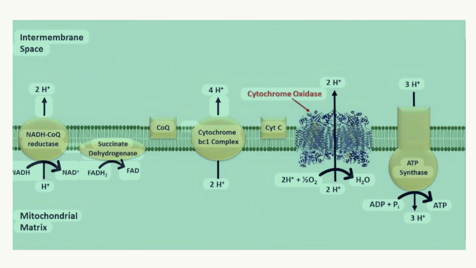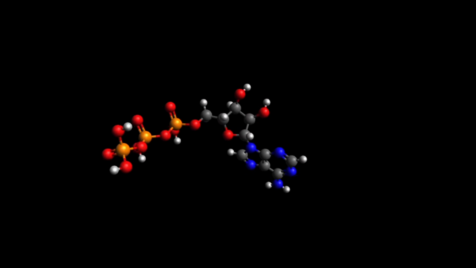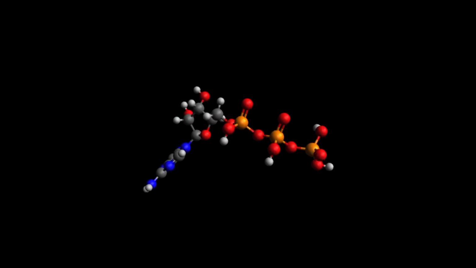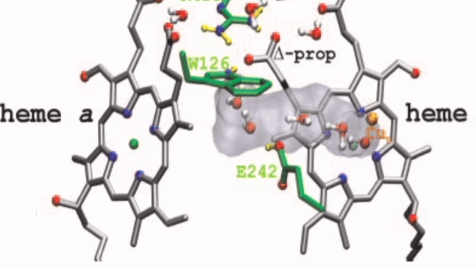As long as this system runs smoothly, your cells have a constant supply of energy. Here's where cyanide becomes dangerous. Cytochrome C oxidase contains a heme iron center, specifically ferric iron. Oxygen normally binds at this metal center so the enzyme can complete the final step of respiration. But cyanide has an extremely strong attraction to ferric iron.